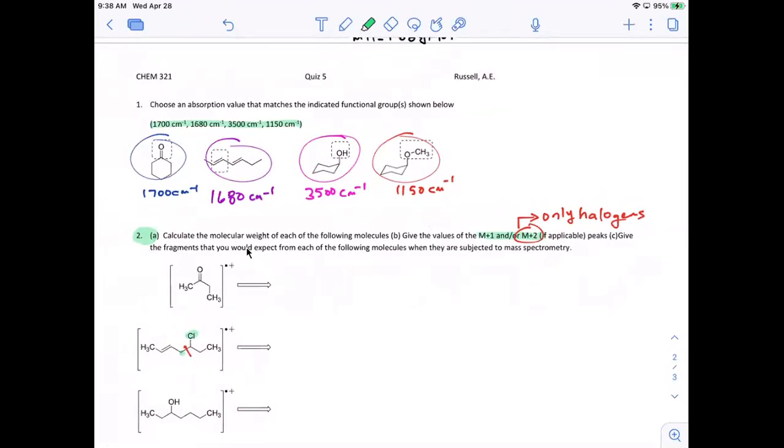And it says give the fragments that you would expect from each of the following molecules when they're subjected to mass spectrometry. So you'll get here either alpha cleavage or the cleavage I just told you about, the allylic cleavage. All right. So I'm going to break y'all out for about 10 minutes and don't be all muted. Talk. That's the purpose of doing the breakout rooms. It's not a break room. It's a breakout room. So make sure you're having a conversation about these problems.